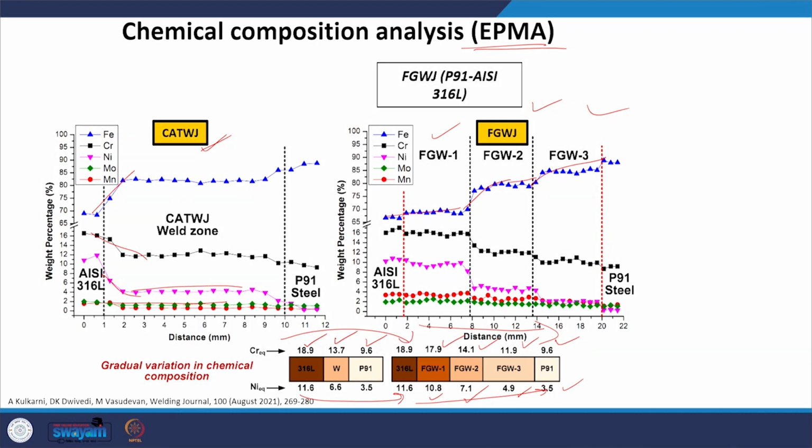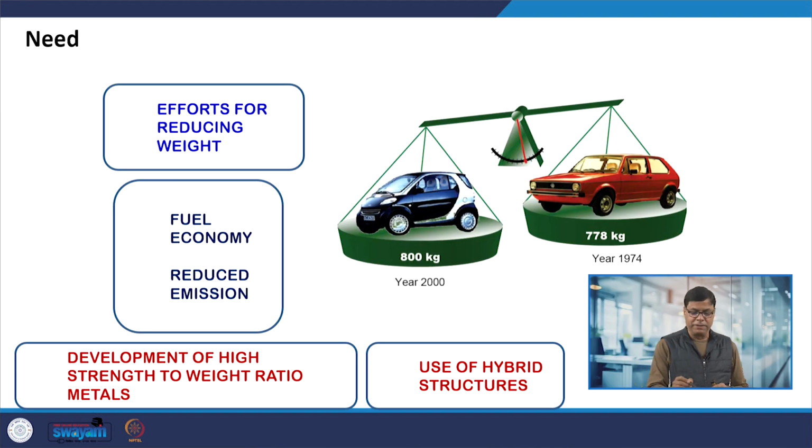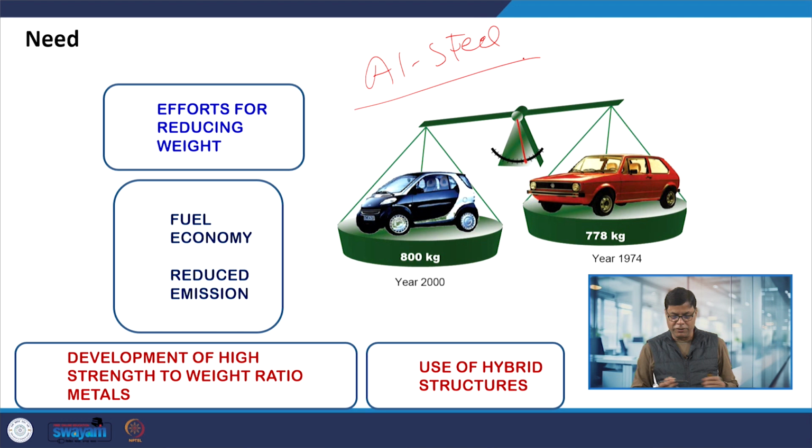Now, this is another combination wherein we will be talking about aluminum and steel joining. We know that a lot of efforts are being made in the automotive sector to reduce gaseous emissions and increase fuel efficiency. So, efforts are made to reduce the weight. But it is not happening, because for the sake of better comfort and safety, the systems are getting heavier as compared to the older ones. If you see, the old car weighed around 778 kg, but the new ones weigh 800 kg.